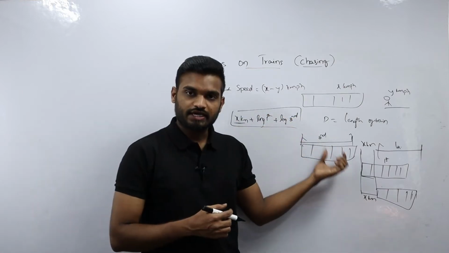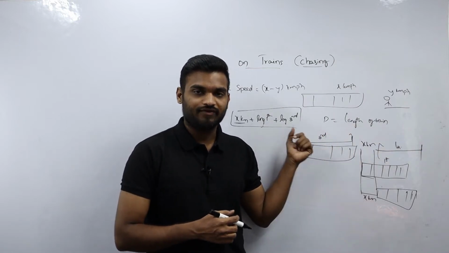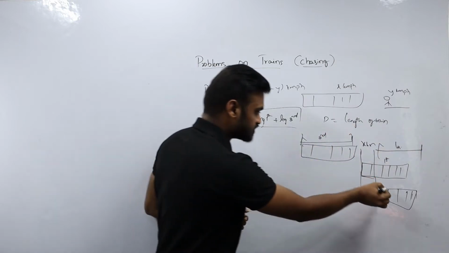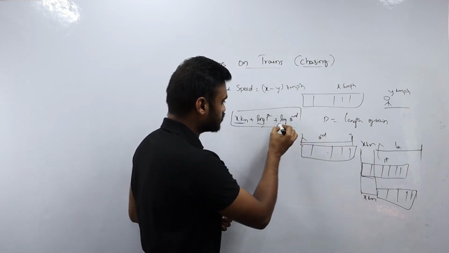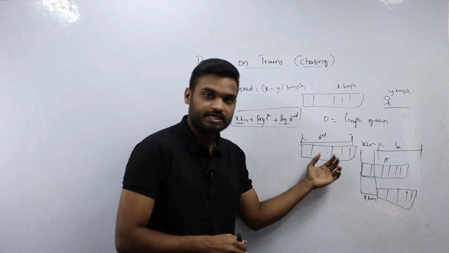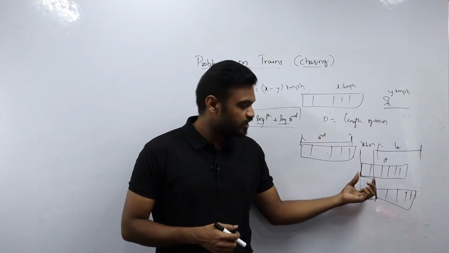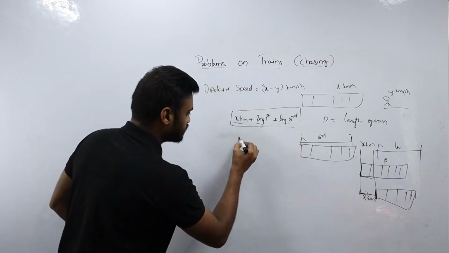Okay, now when one train is trying to overtake the second train, the total distance that the second train needs to travel is the total distance covered by the first train, the total length of the first train, and also the total length of the second train. This is the total distance that the second train needs to travel to overtake the first train. Now what is the total distance traveled by the first train? That is only x kilometers.